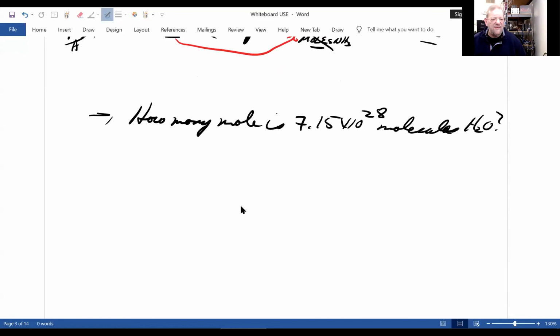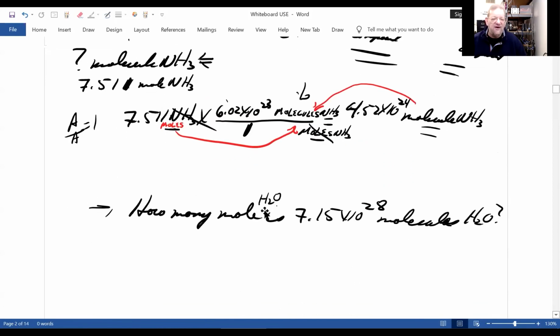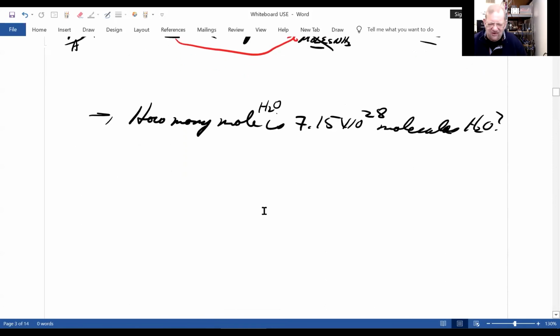Now here, you're being asked how many moles of water, I could have put water here, is 7.15 times 10 to the 28th molecules of water. Wait, that's different than what we do here. Now, some instructors make you memorize for this kind of problem, you use this ratio, for other types, use another. I don't make you memorize that. I just ask you to use your good buddy, your good friend, unit analysis.